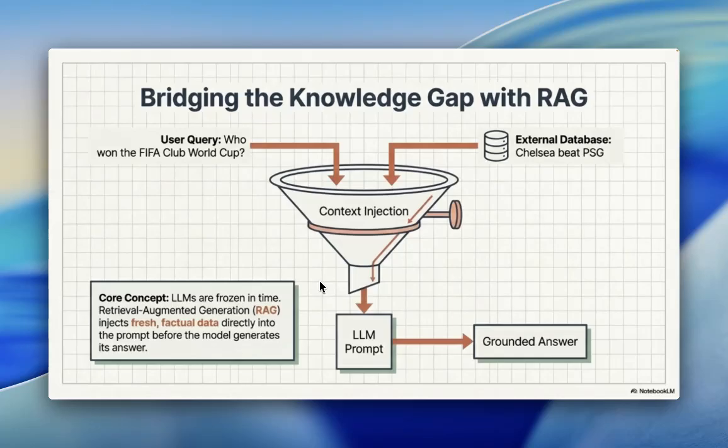Bridging the knowledge gap with the right user query: who won the FIFA World Cup? Context injection gives the LLM output a grounded answer from an external database: Chelsea beat PSG. Core concept: LLMs are frozen in time. Retrieval augmented generation injects fresh factual data directly into the prompt before the model generates the answer.